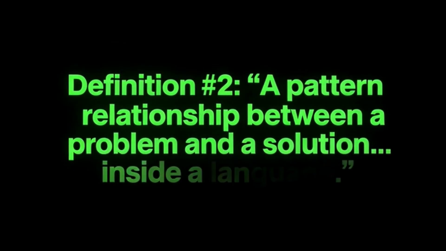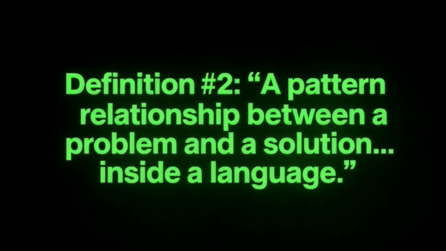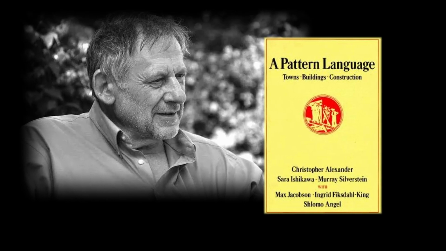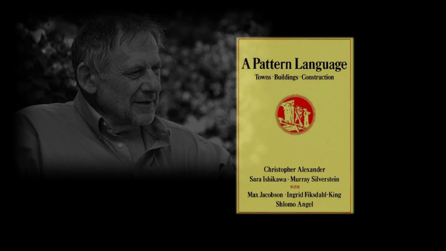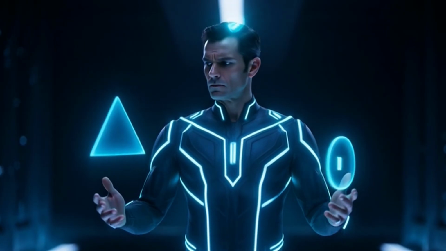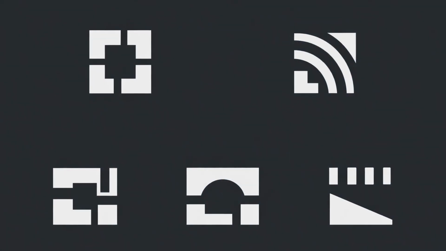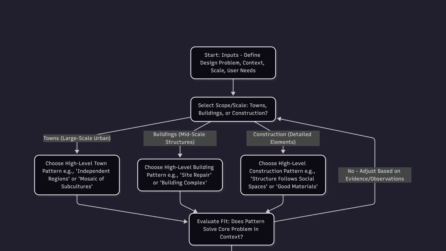A pattern is a named relationship between a problem and a solution inside a language. In 1977, the concept was described by architect Christopher Alexander in A Pattern Language. Alexander's idea wasn't, here's a neat trick you can reuse. It was more dangerous than that. He was trying to create a language of building. That's pretty deep. Not just rules, not just blueprints, an actual language of building.